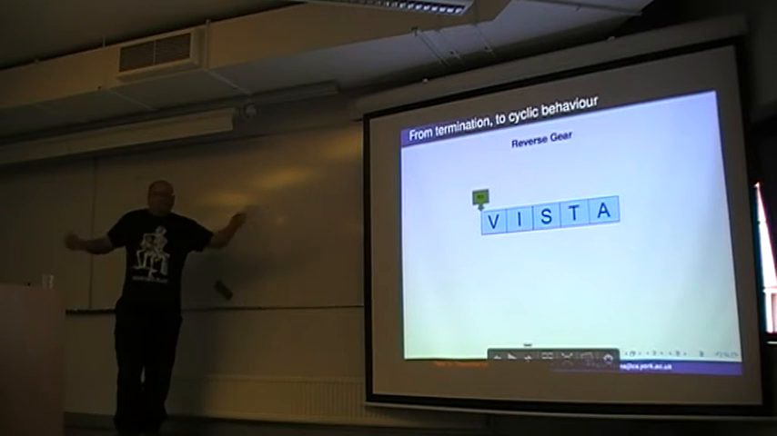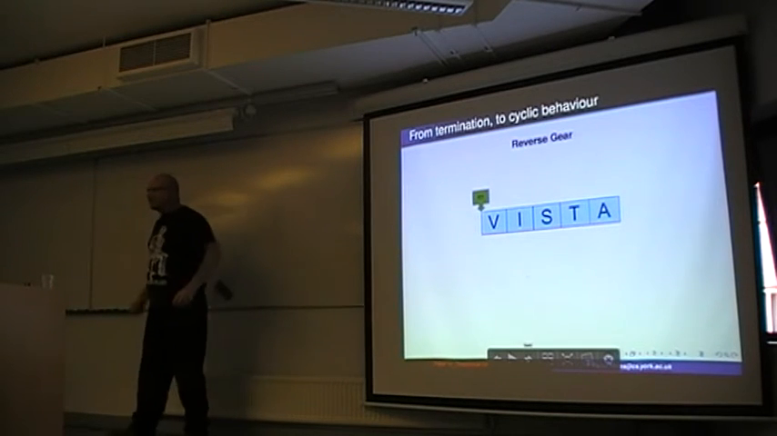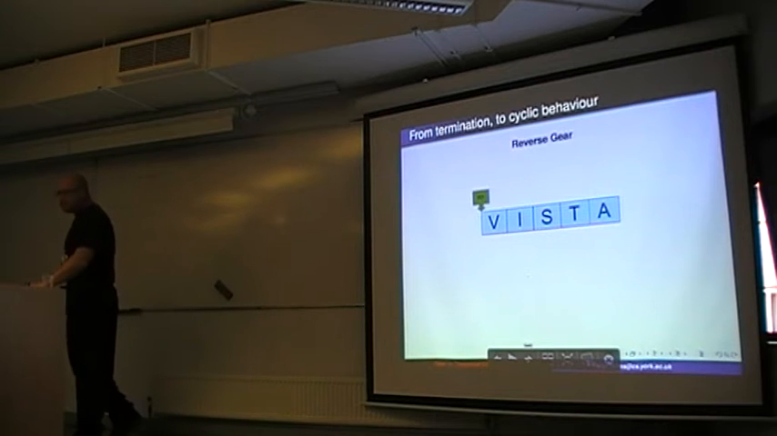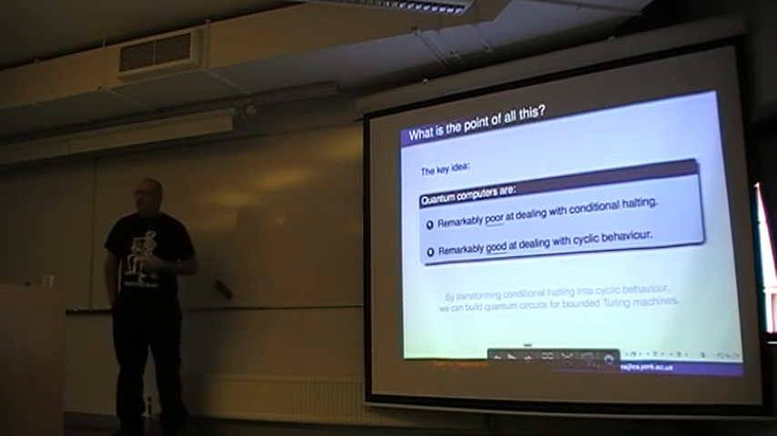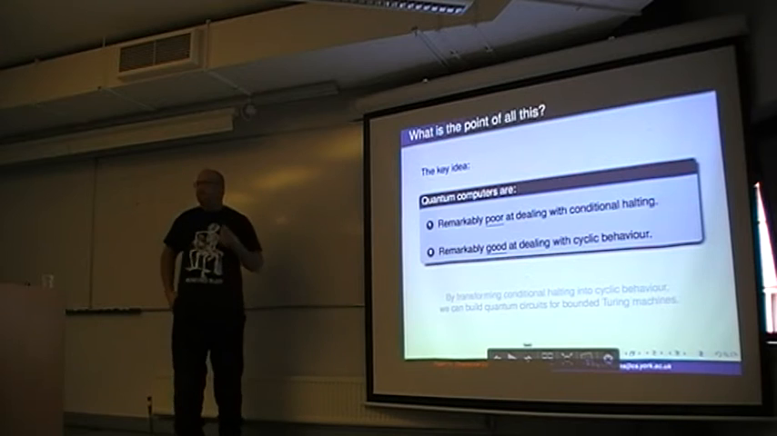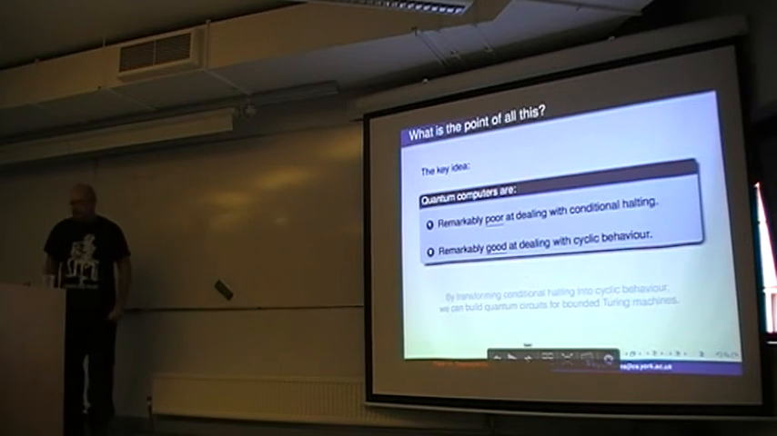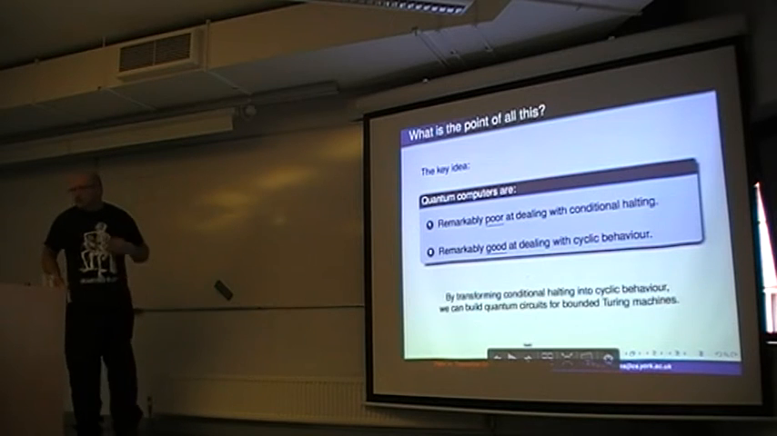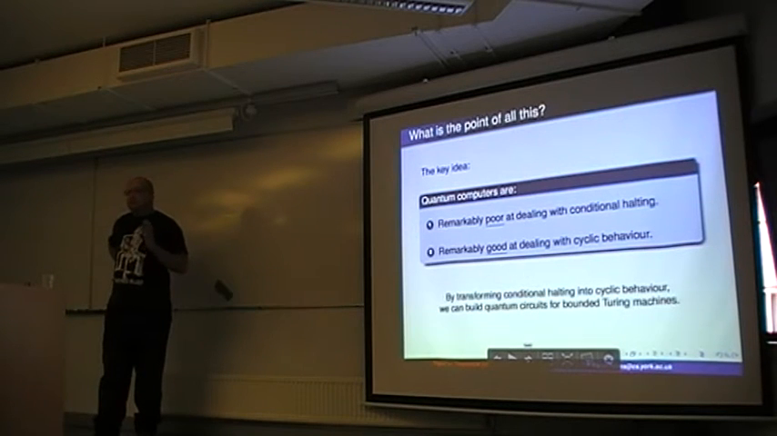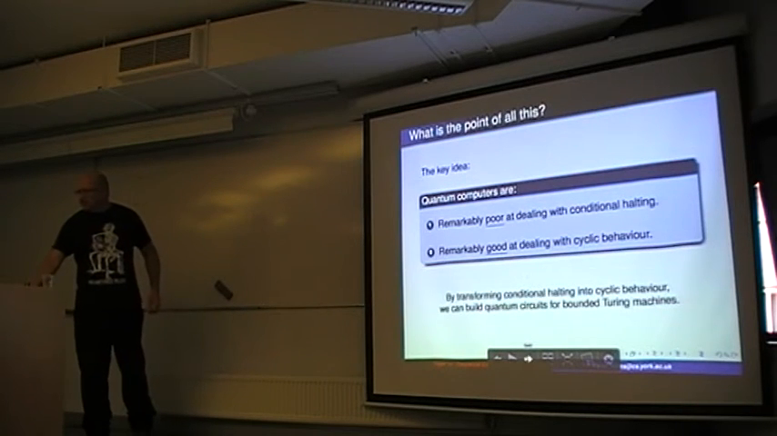Well, you can look at this and think, what's the use of this? The key idea behind this is that quantum computers can't deal with conditional halting, but they're remarkably good at dealing with cyclic behaviour. And what I'm going to claim and demonstrate is that by transforming conditional halting into cyclic behaviour, we can indeed build quantum circuits that compute the function computed by a bounded Turing machine.